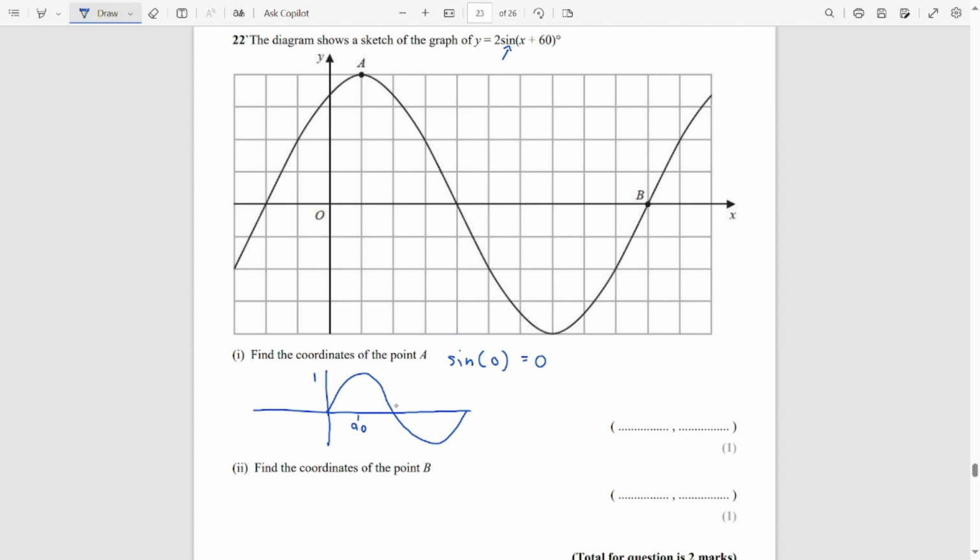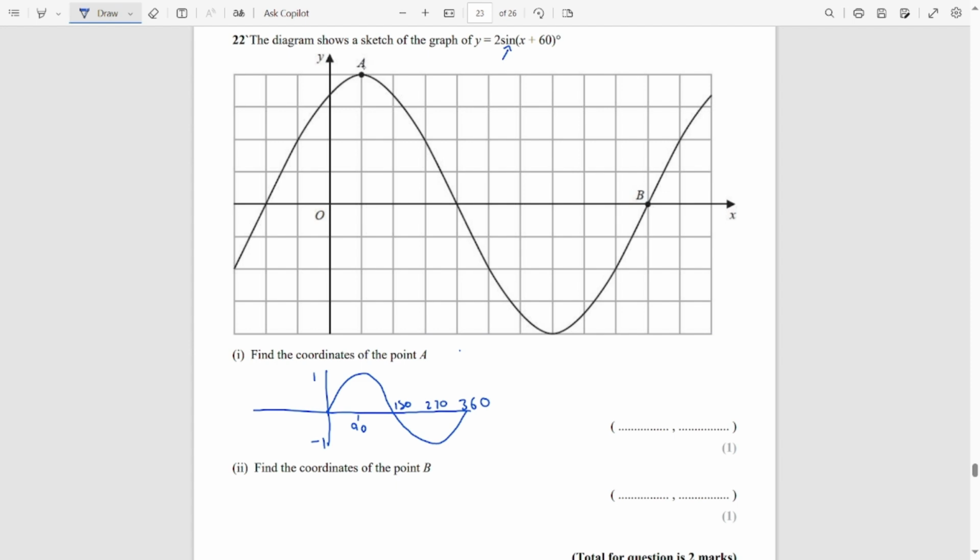You will see that sine of 180 is back down at 0. Sine of 270 takes you to -1. And then lastly, sine of 360 takes you back to 0. This is where those important points are: the points where we cross the x-axis and the maximum and minimum points. Now my graph has been transformed.